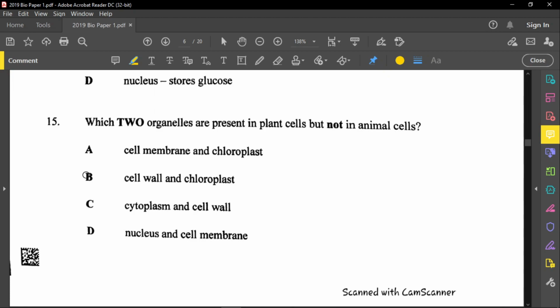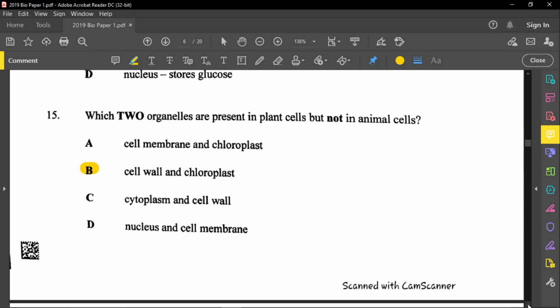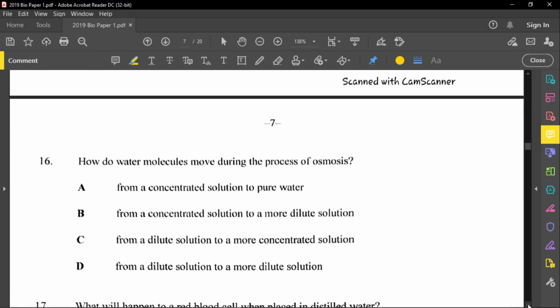Cell wall and chloroplast are definitely the two things that are present in plant and not in animal cells. So we can stop right there. Cytoplasm is in all cells. Nucleus and cell membrane are pretty much in all cells as well. All right, so let's jump on to number 16.